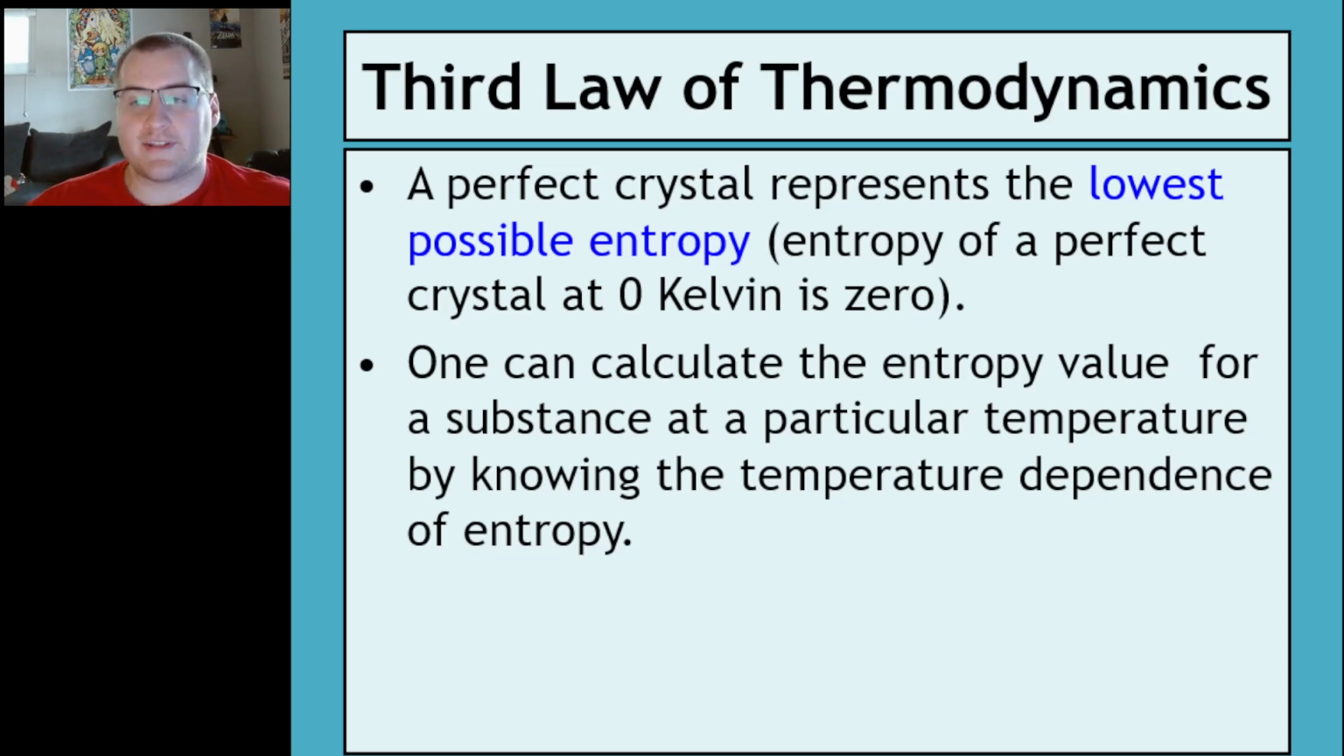A perfect crystal represents the lowest possible entropy. The entropy of a perfect crystal at 0 Kelvin, at absolute zero, is exactly 0. So that's the only way to have a 0 entropy thing. It's like a perfect crystal. Think about a perfectly shaped diamond with no impurities at 0 Kelvin. Everything else is going to have a positive entropy. One can calculate the entropy value for a substance at a particular temperature by knowing the temperature dependence of entropy.